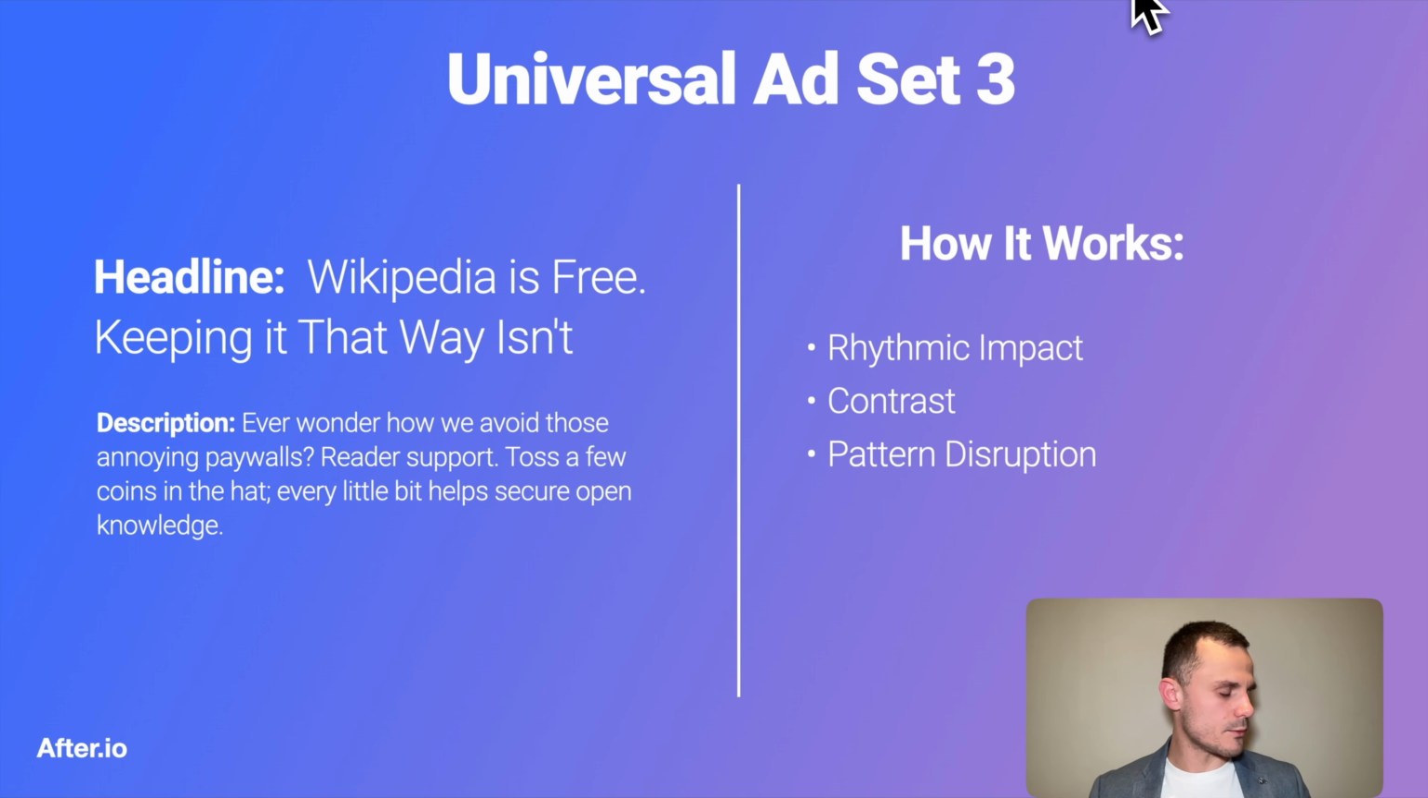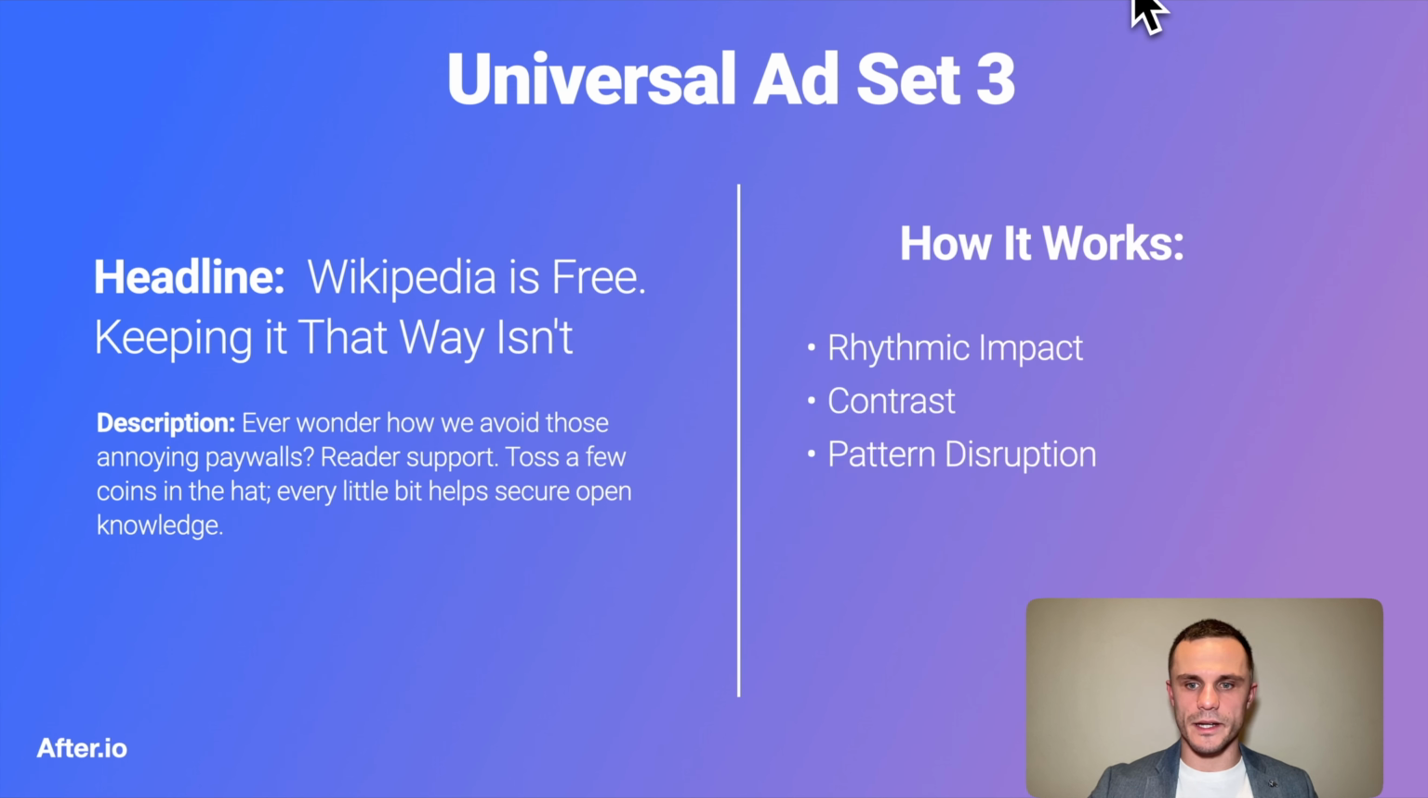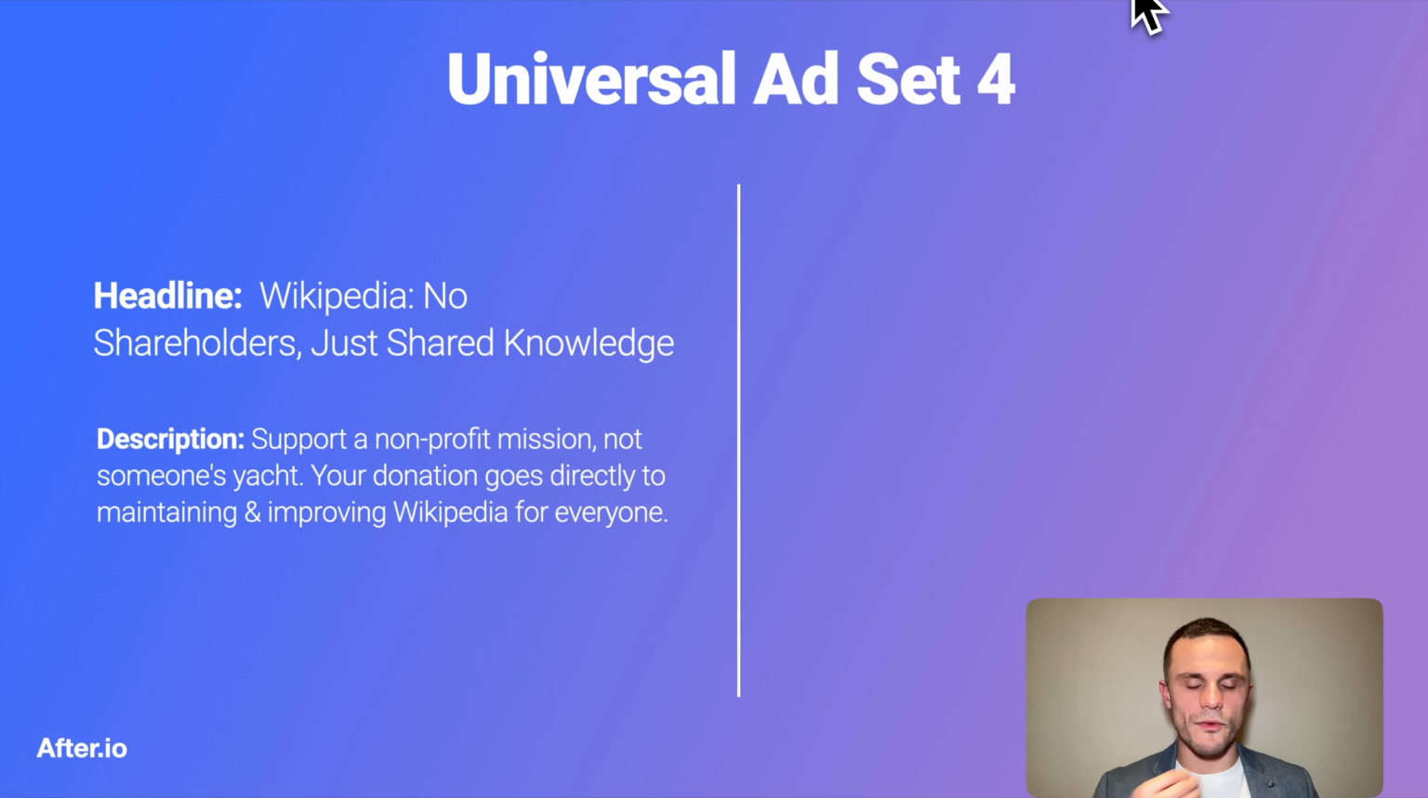Also, it disrupts a pattern we are used to, Wikipedia being free, but maybe we have never thought it needs some costs to keep it that way. Also, it frames donation as something very relaxed. Toss a few coins, like you don't need to do a lot, just a few coins in the hat, and it uses metaphor as well. Also, it leverages the conformity and community participation psychological mechanisms, because how does Wikipedia avoid those annoying paywalls? Reader support. So it means if you read, you support, you engage with the community, you belong to a community of supporters. This is ad set number 3 and ad set number 4.